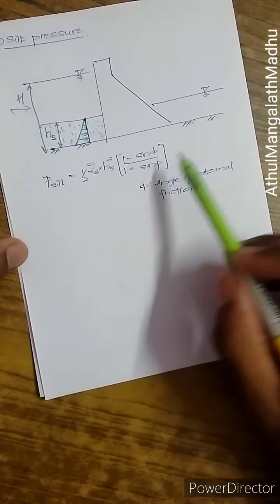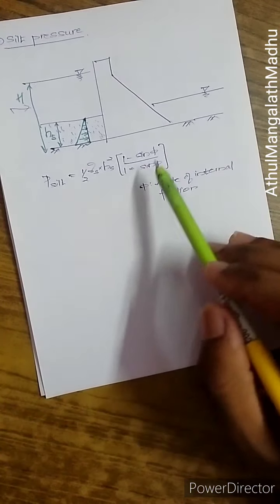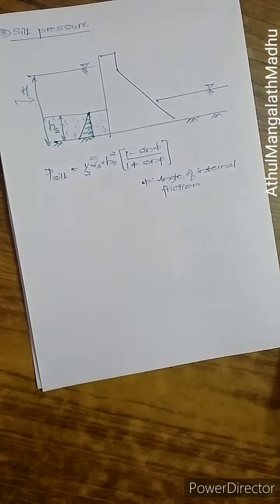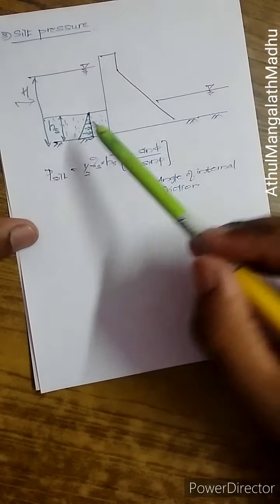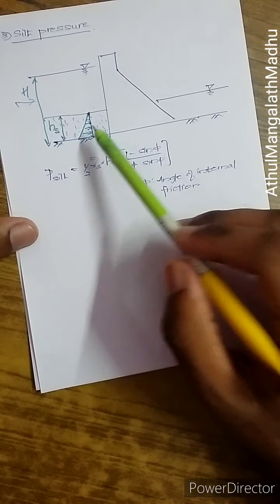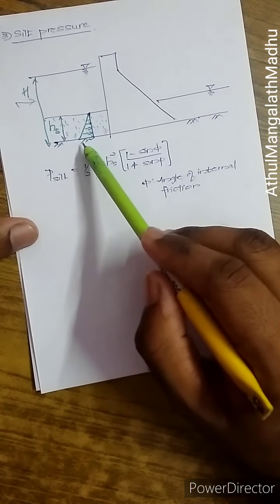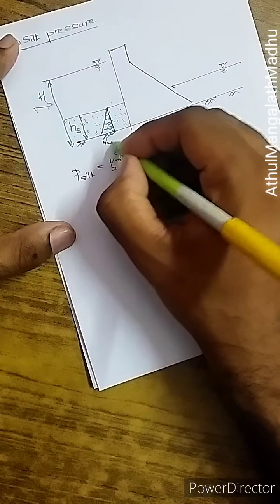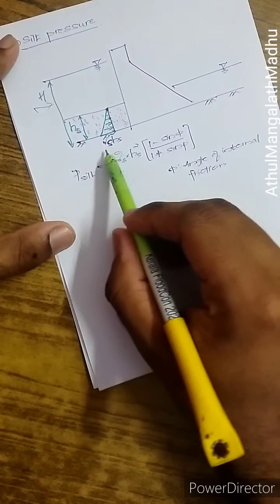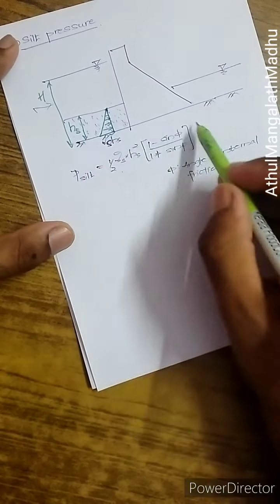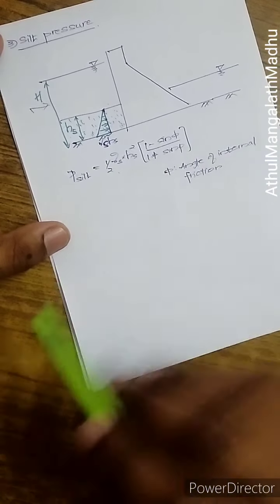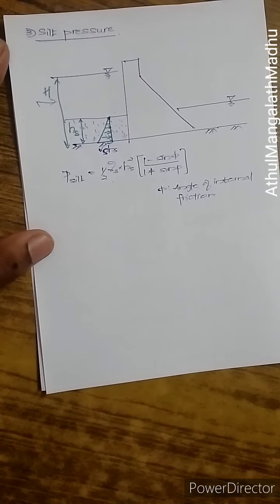This term you might have already learned in your geotechnical class. What is this (1 minus sine phi) by (1 plus sine phi), and what is meant by the angle of internal friction, I'm not going to explain anymore. The thing is that you will have a slight silt pressure in the bottom part. The height is hs. This equation came from the area, half into base into height. The base will be gamma s into hs, so half into gamma s into hs into hs, and this is the coefficient, 1 minus sine phi by 1 plus sine phi. So this is how you find the silt pressure.